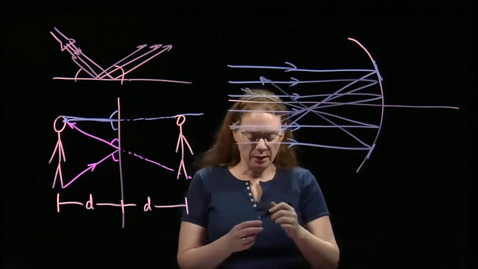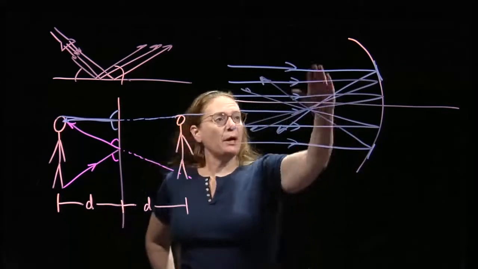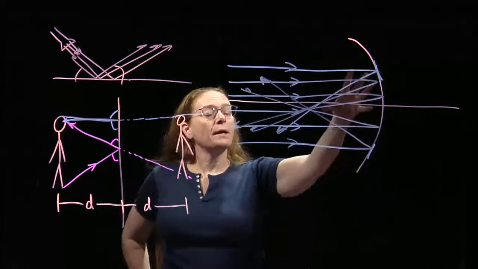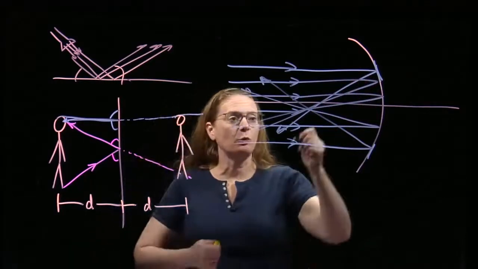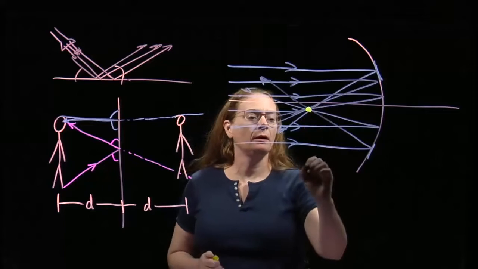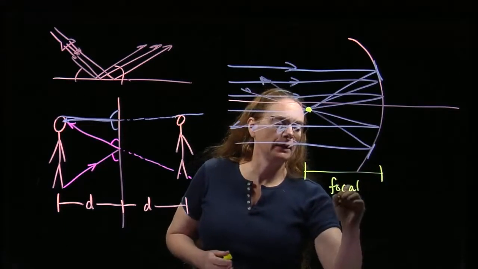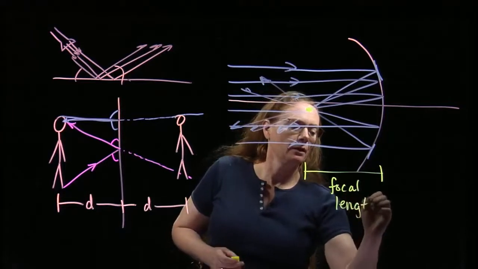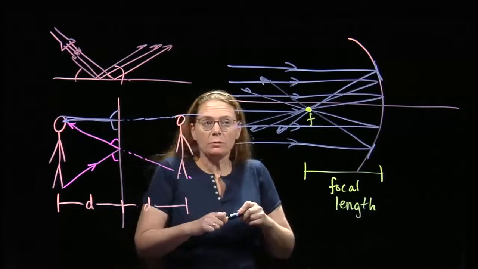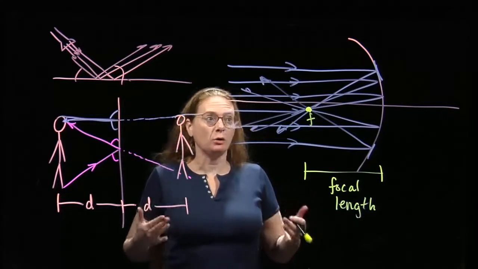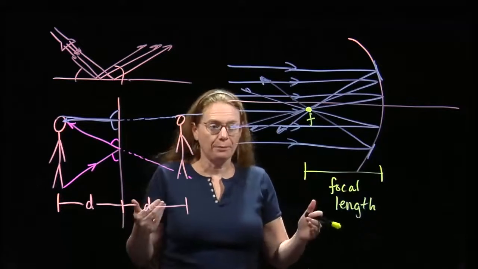All of those parallel light rays are going to come in, and they're going to bounce off this curved mirror, and they're going to converge. They're going to converge at this special point. This point right here, the distance from this to the mirror, that is our focal length. This right here is called F, our focal point. And that's really how we define a curved mirror. A curved mirror is defined by its focal point.